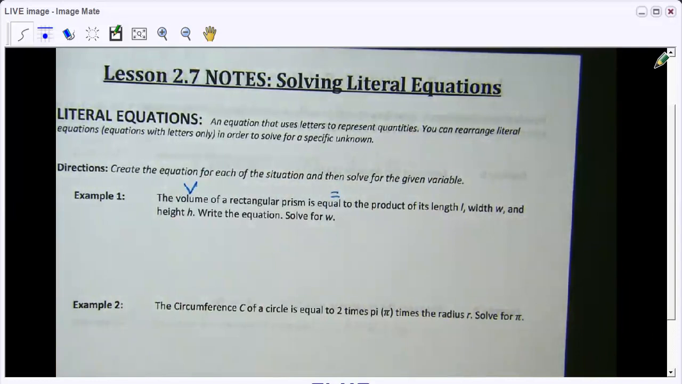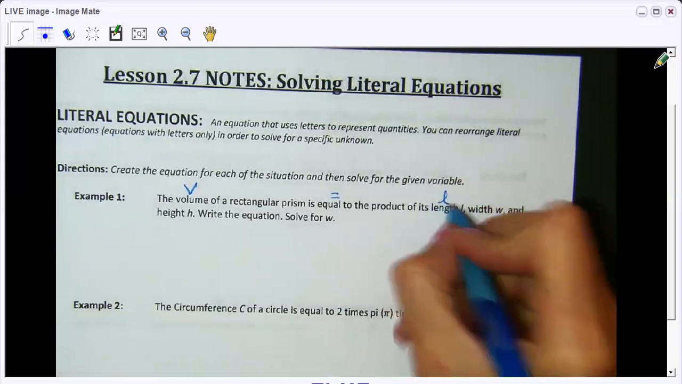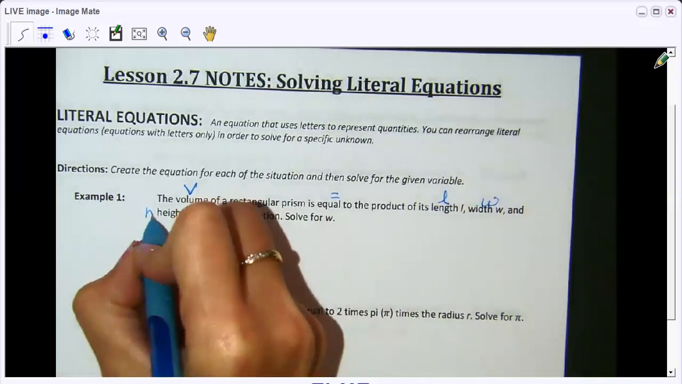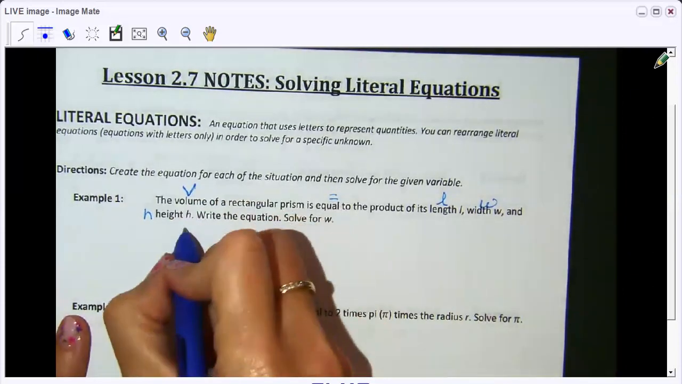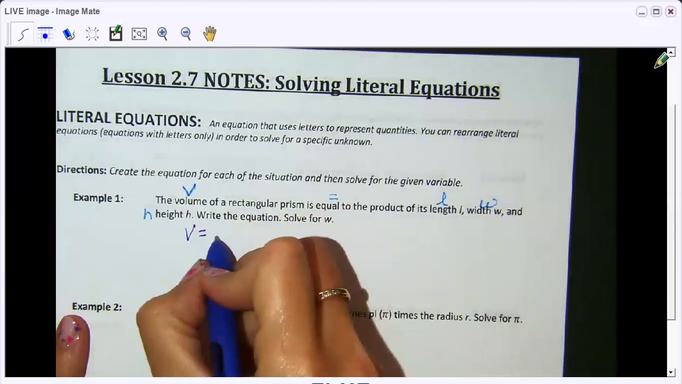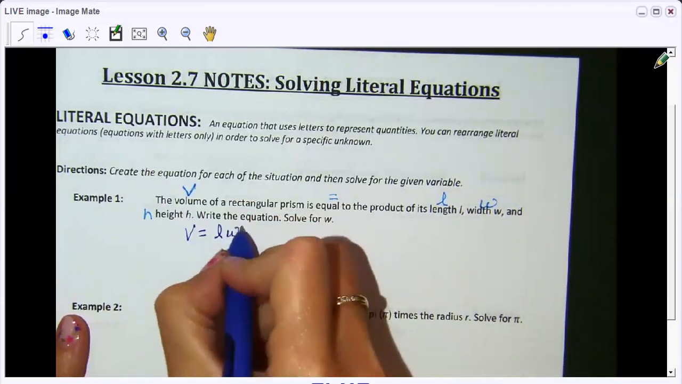And a rectangular prism, so the volume of a rectangular prism, V, is equal to, and what does product mean? Yeah, multiplication. So if it says it's the product of the length, the width, and the height, what are we going to do with that? Multiply. Yep, we're going to multiply length, width, and height. Okay, so let's write that out. We have volume equals the product of the length, the width, and the height.